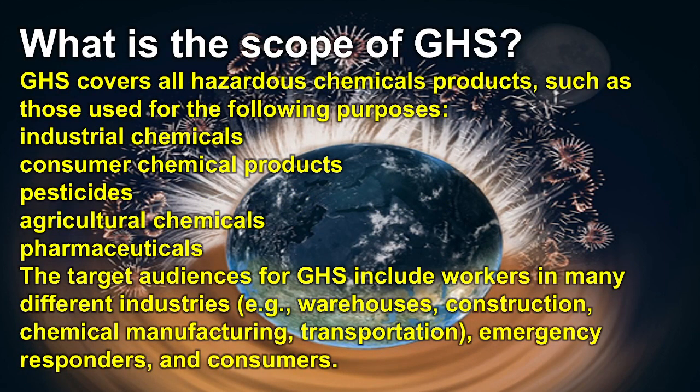What is the scope of GHS? GHS covers all hazardous chemicals products, such as those used for the following purposes: industrial chemicals, consumer chemical products, pesticides, agricultural chemicals, pharmaceuticals. The target audiences for GHS include workers in many different industries, emergency responders, and consumers.